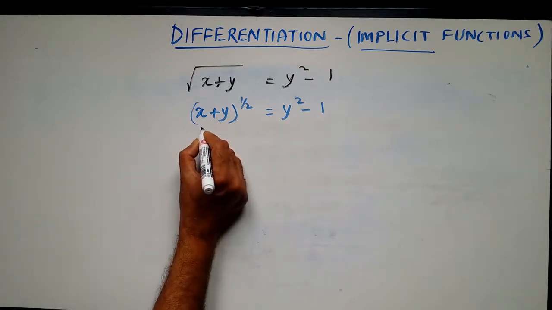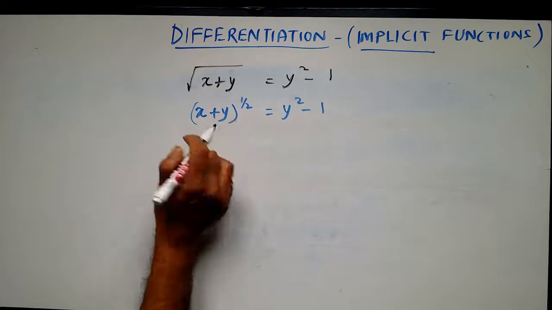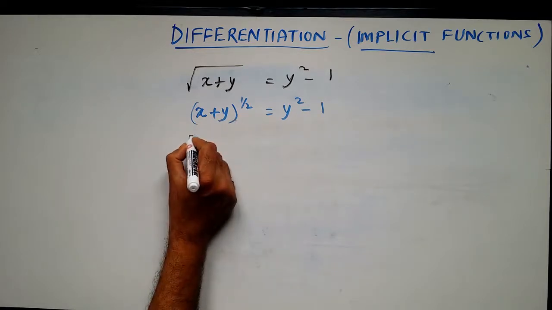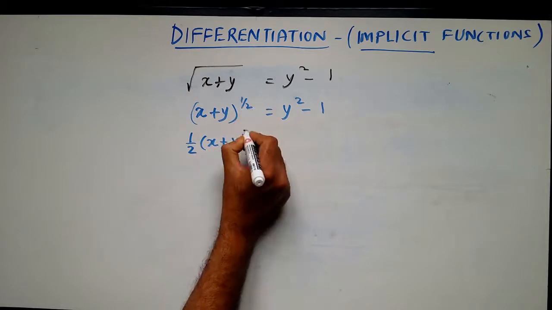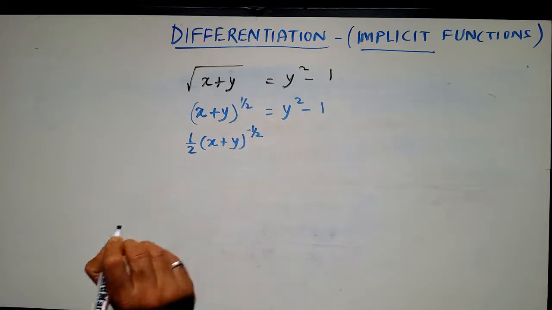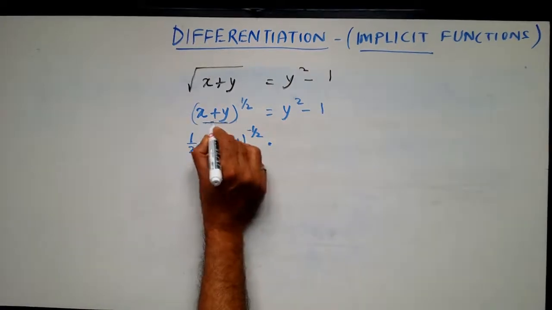So we all know the derivative of a function of the form x to the power n. So how do we find the derivative? This will be half into (x plus y) to the power half minus 1, which is minus half, multiplied by the derivative of the internal function.